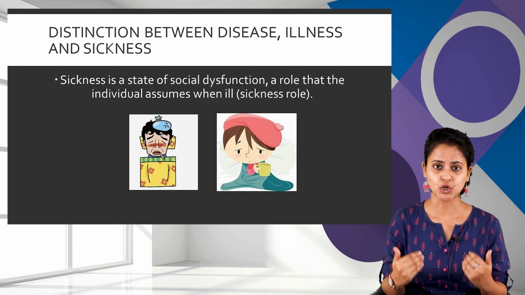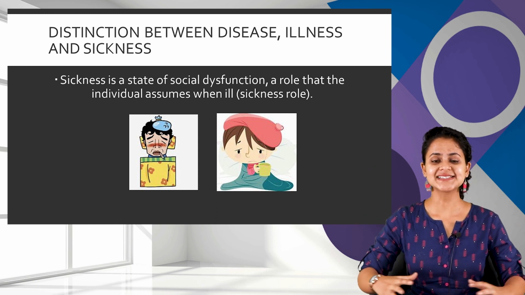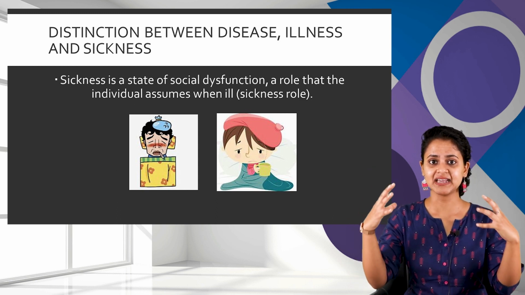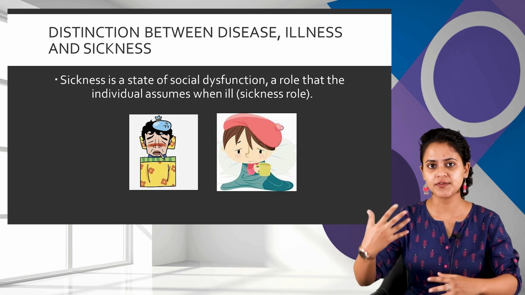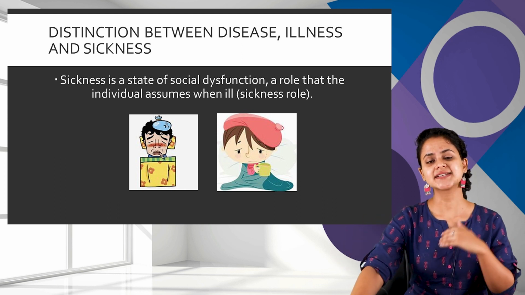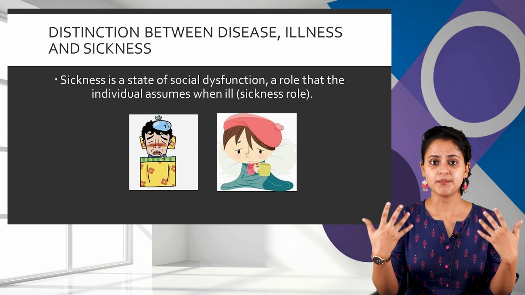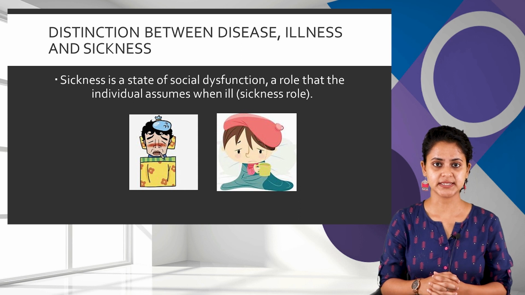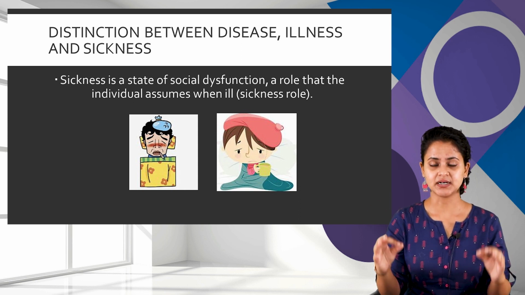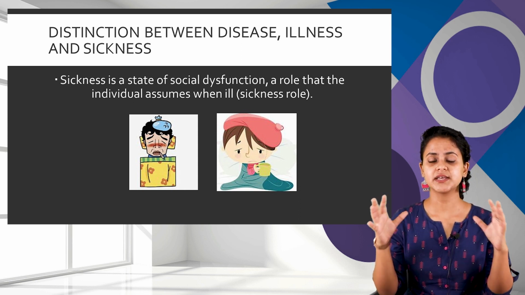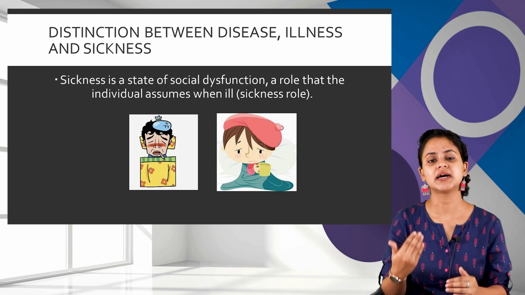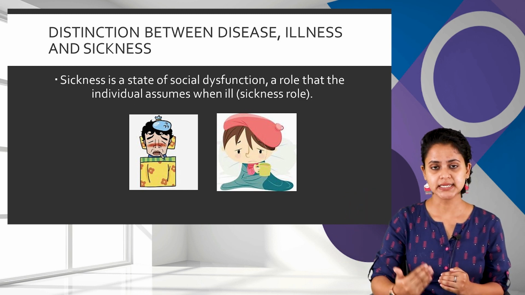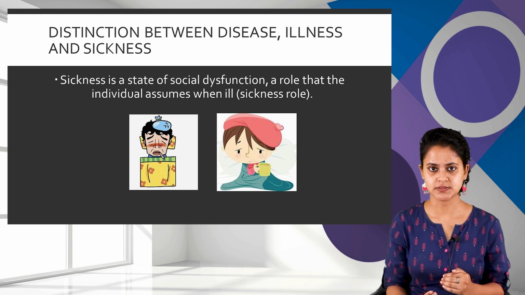the sickness role. So when the person understands that they are not well and their behavior is changing accordingly, and it is considered the development of a social dysfunction, then we term this condition sickness. I hope that till here you have completely understood the difference between sickness, illness, and disease. So basically, these three terms are connected with the disease process.